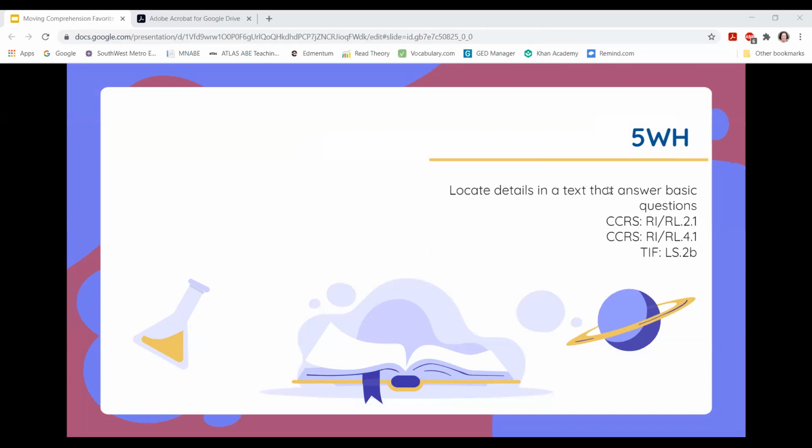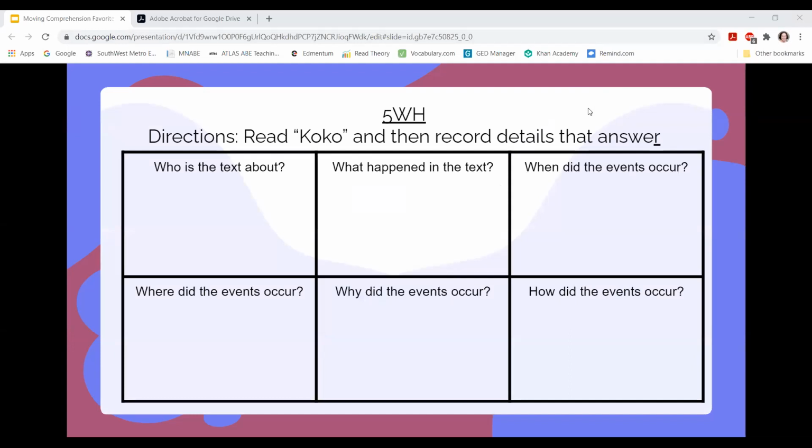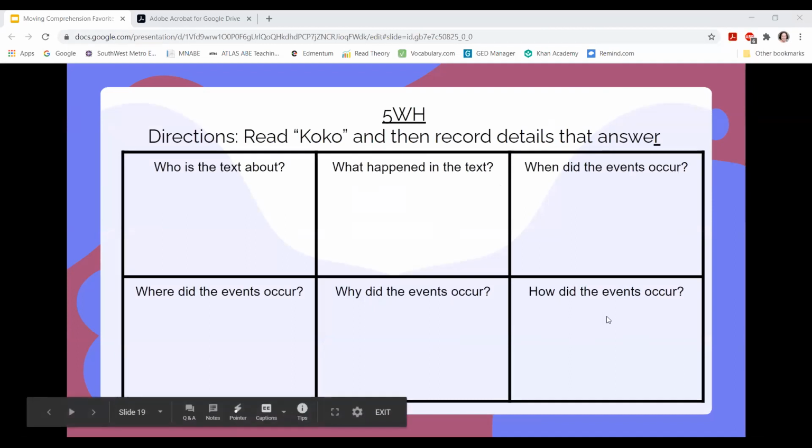5WH is one of the strategies. As opposed to just an activity that you use in class, the strategy is developing thinking skills among your students that they can take and transfer to other texts. Ultimately, the hope is that they will not be dependent on the teacher to help unlock that comprehension, but they're being given the tools to do that on their own. 5WH is encouraging students to ask questions about text and then look for details that answer those questions.